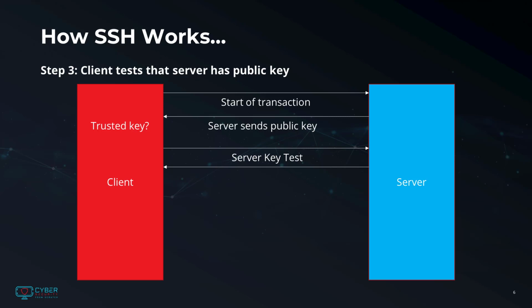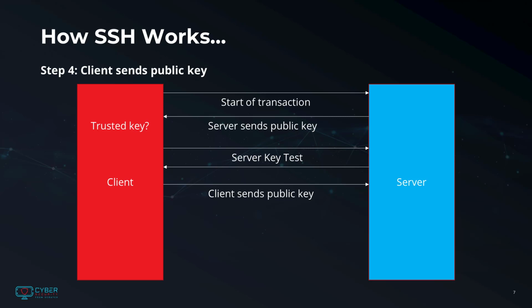The client then checks to make sure that the server actually has the private key corresponding to this public key. And the way this works is the client will encrypt something using the public key and make sure that the server is able to decrypt it. Now, if the private key isn't held by the server, it won't be able to decrypt it, and the client knows that there's some kind of shenanigans going on.